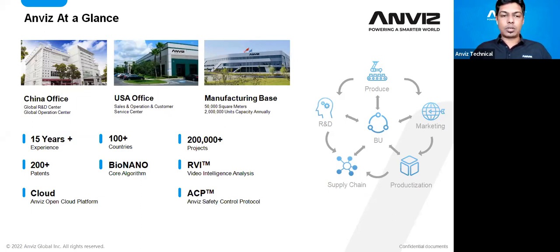We have major algorithms like BioNano, which is our core algorithm for fingerprint, face, and iris recognition. We also have our own RBI intelligence, and we cover our cloud platform, that is the cloud application, and the cloud open platform, which is basically designed for a cloud application. We have integrated with ACPs as well, which is generally a protocol that we have.